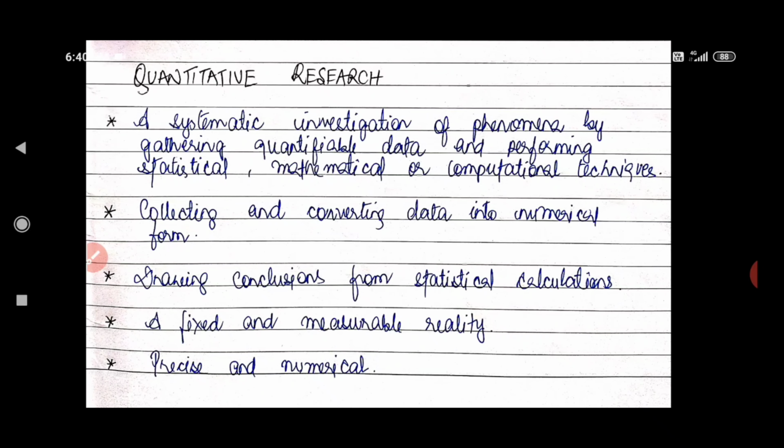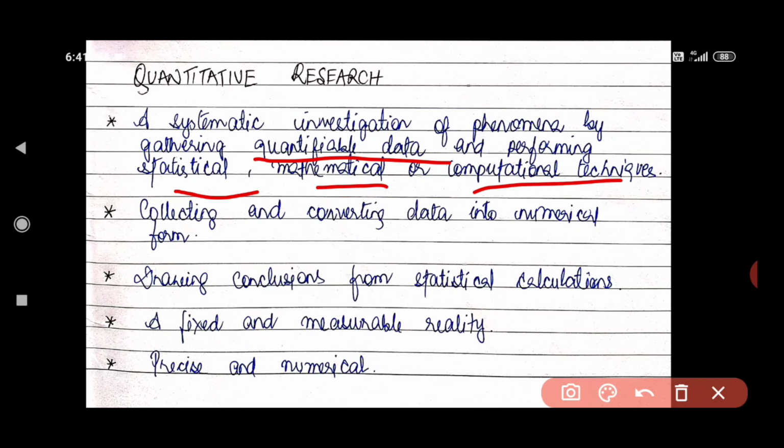Quantitative research. So this type of research has overall got to do with quantity. So it basically deals with numbers. It is a systematic investigation of phenomena by gathering quantifiable data. So quantifiable data means data that can be measured, and performing statistical, mathematical or computational techniques. It involves collecting and converting data into numerical form. So the data collected will be converted into numbers, okay?